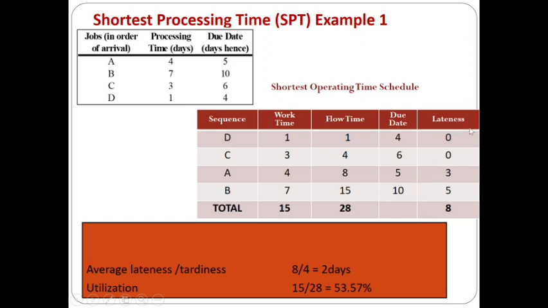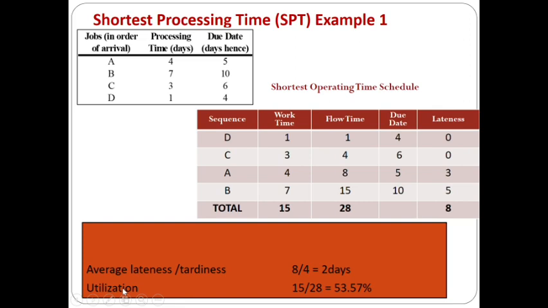Now we have to calculate the lateness or tardiness. 1 minus 4, negative value, so 0. 4 minus 6, negative, 0. 8 minus 5, 3. 15 minus 10, 5. So the total tardiness or lateness is 8. So the average lateness or tardiness is 8 divided by 4 jobs. So it is 2 days.